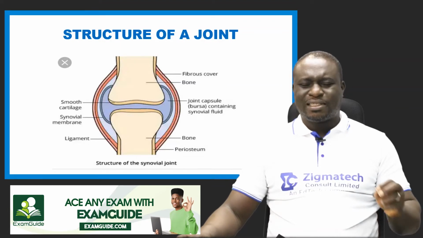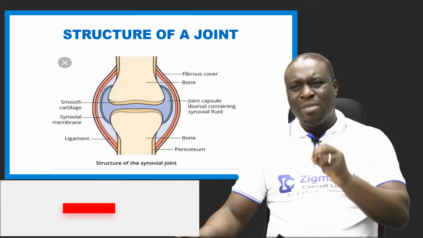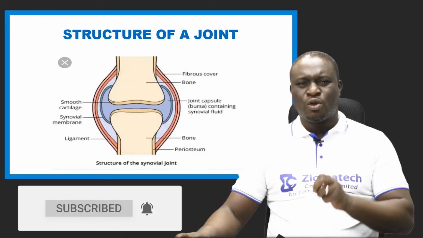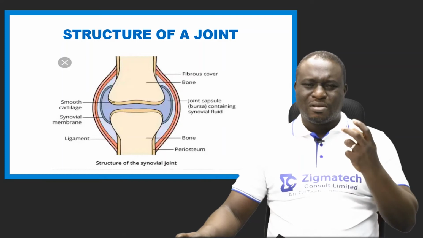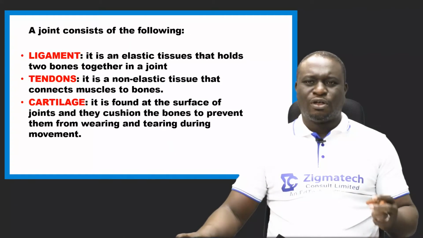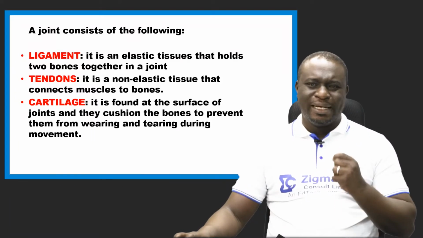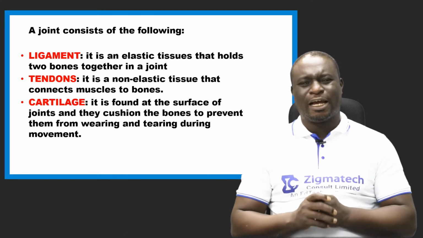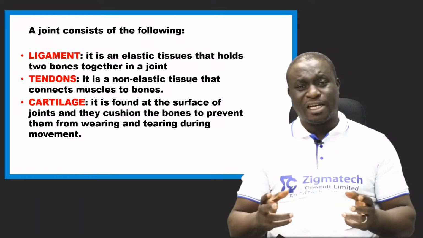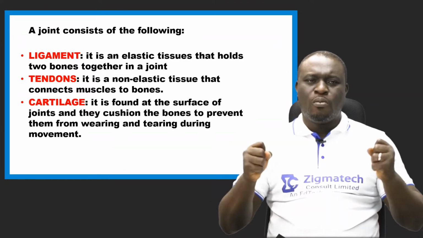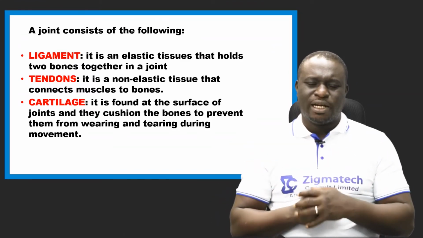All right, now let's take a look at some of the things that make up a joint. Based on the structure we have here, what are some of the parts that make up the joint? Now, the joint consists of a ligament. And remember, we have said that a ligament is actually a connective tissue. It is flexible, elastic, and it's a tissue that holds two bones together in a joint.